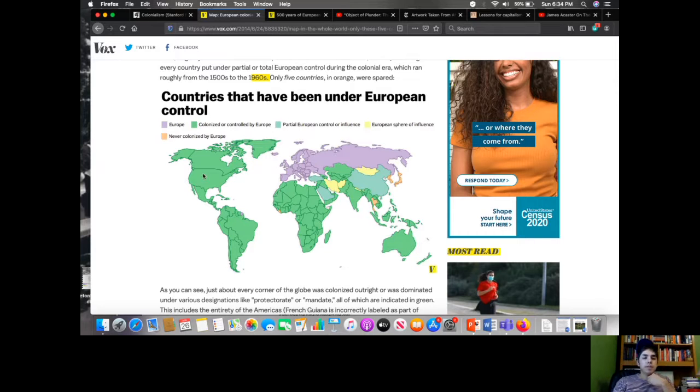and not all of Europeans' control of these particular regions is the same. So you can see in North America that this is colonized, controlled by Europe. You can see partial European control or influence. We're going to talk about spheres of influence in China and how that differed, and spheres of influence in Saudi Arabia. And you can see there are variations and types of European control.